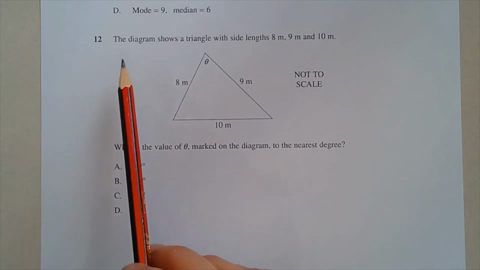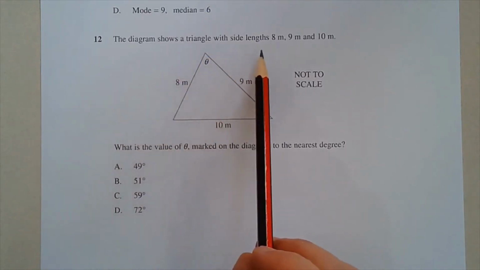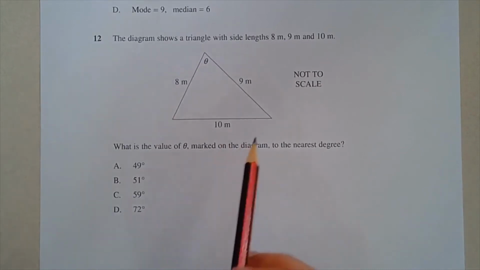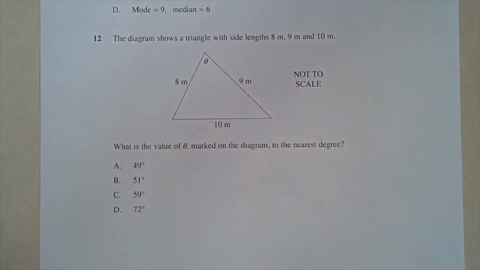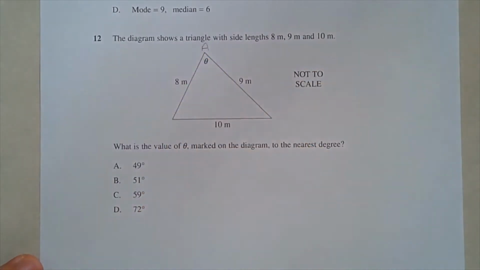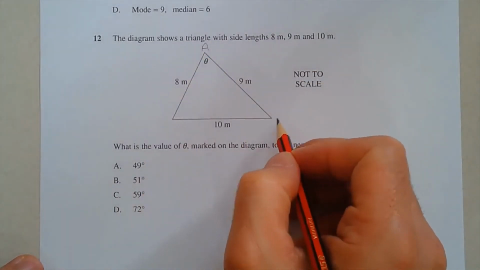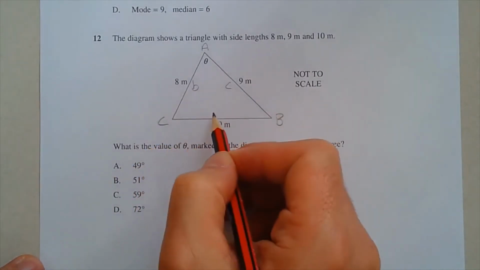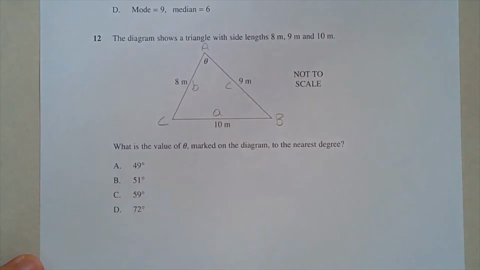Question 12. The diagram shows a triangle with side lengths 8 meters, 9 meters, and 10 meters. What is the value of theta marked on the diagram to the nearest degree? This is an application of the cosine rule for unknown angles. I'm going to label the triangle first with the unknown angle as angle A, uppercase A. Then I'll label the other two vertices, and I'm going to label the sides. They need to be opposite the vertices with the same letter, just a lowercase version.